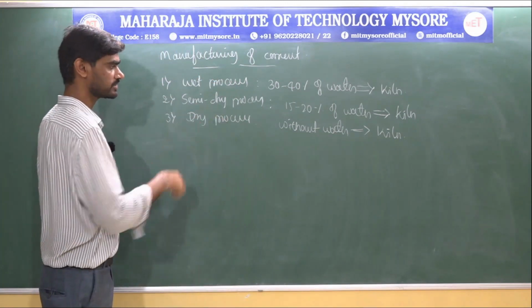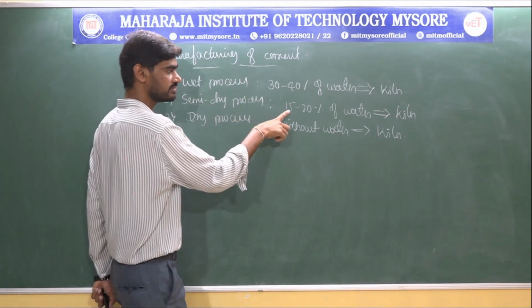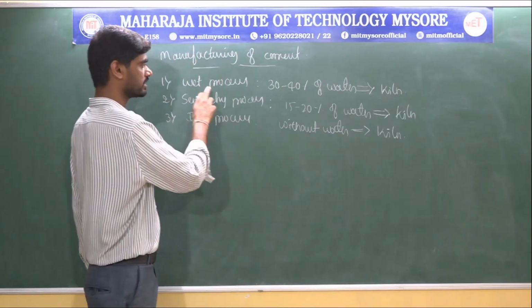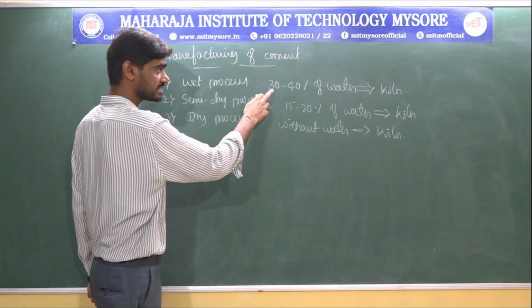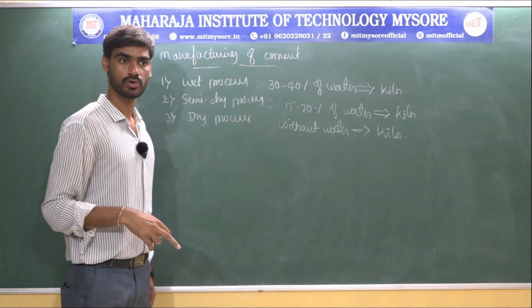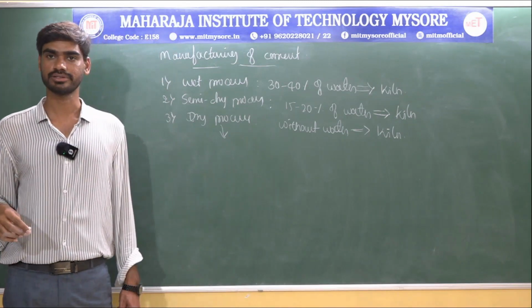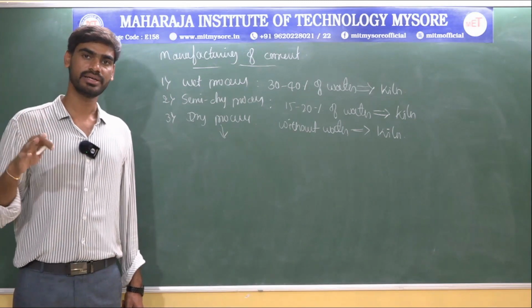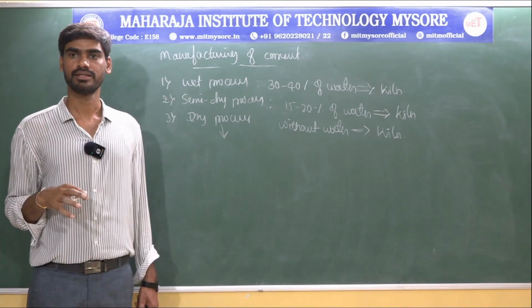In the semi-dry process, before introducing the ingredients into the kiln, they are mixed with 15 to 20% of water. In the wet process, they are mixed with about 30 to 40% of water. Cement is manufactured in large quantity by the dry process.